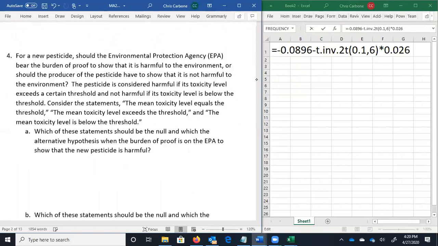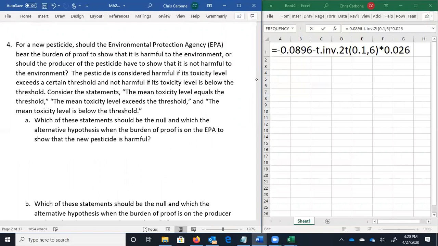This one is also not an actual typing one. This is a choose from 3 answer choices, and those 3 are equals, exceeds, and below. So I am going to abbreviate these because you are not actually writing them out. The null hypothesis for both of these is going to be that the mean toxicity level equals the threshold. So I'm just going to put the word equals in here, since everything else in the wording stays the same. Since we want this to be harmful, this would be an exceeds the threshold for the alternative.